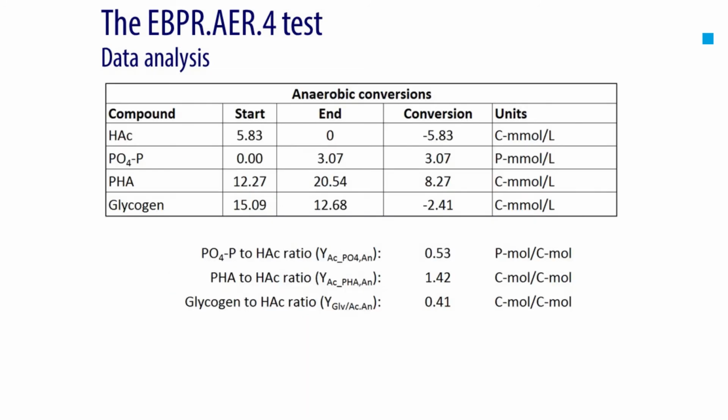The anaerobic conversions can be determined based on the differences between the initial and final concentrations of acetate, orthophosphate, PHA, and glycogen, measured at the start and end of the anaerobic stage. Similar to the slopes of the kinetics, positive values mean that the compounds have been produced, like PO4-P and PHA, whilst negative values mean that they have been consumed, like acetate and glycogen.